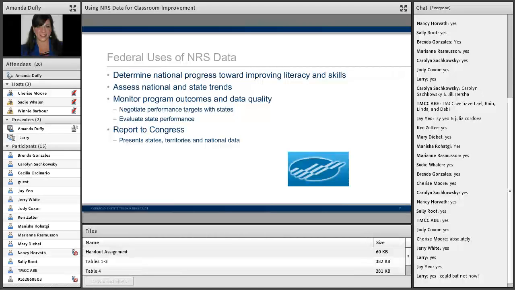And we all know that Congress has the power to support adult education funding, and this report and all of the data that's included in it may help to inform them, not only about their decisions, but also to help increase their knowledge of adult education. And so these reports to Congress are housed on the NRS website if you're interested.